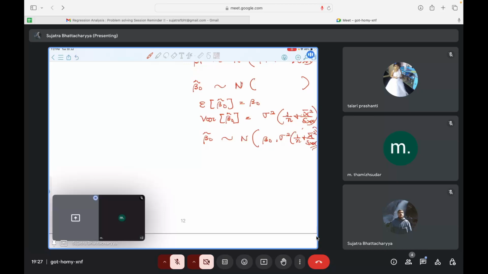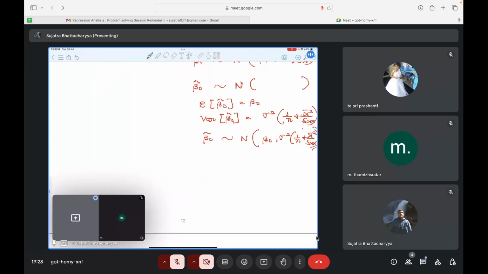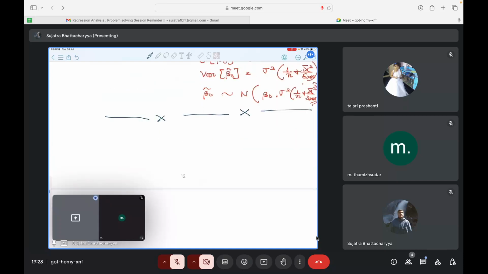So I now know beta naught's distribution and beta 1's distribution. For hypothesis testing, let us do one thing and then we will quickly solve the numericals. These numericals will not take much time. Let us move here and start with beta 1 cap. I know the distribution is normal with mean beta 1 and variance sigma square by Sxx.